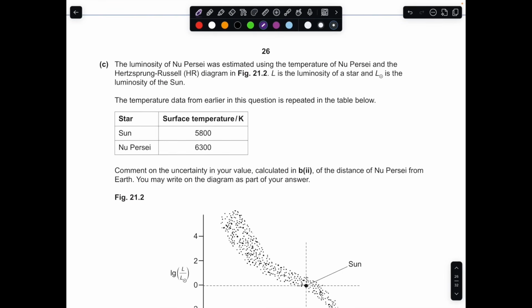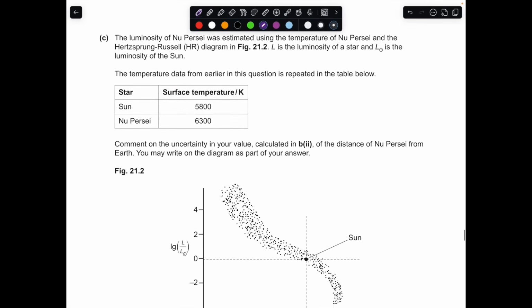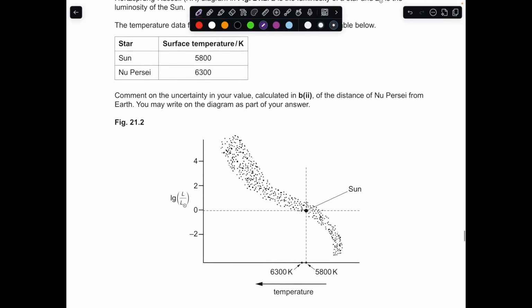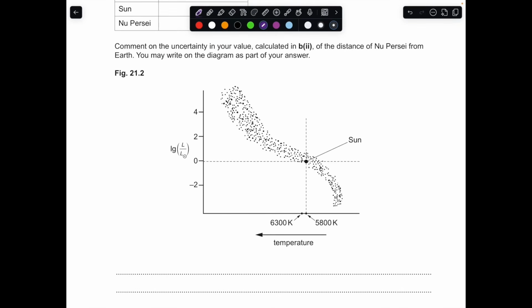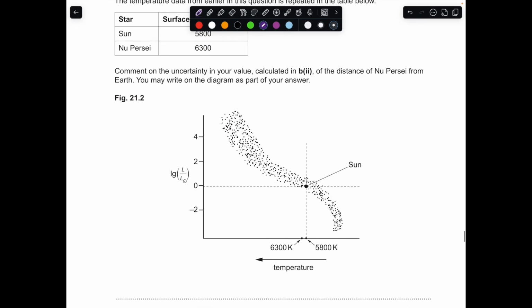The luminosity of Nu Persei was estimated using the temperature of Nu Persei and the HR diagram, where L is the luminosity of a star and L naught is the luminosity of the sun. So we've been given the two surface temperatures and the HR diagram, and we need to comment on the uncertainty in your value, calculated in part B II, of the distance of Nu Persei from Earth, and you may write on the diagram as a part of your answer.